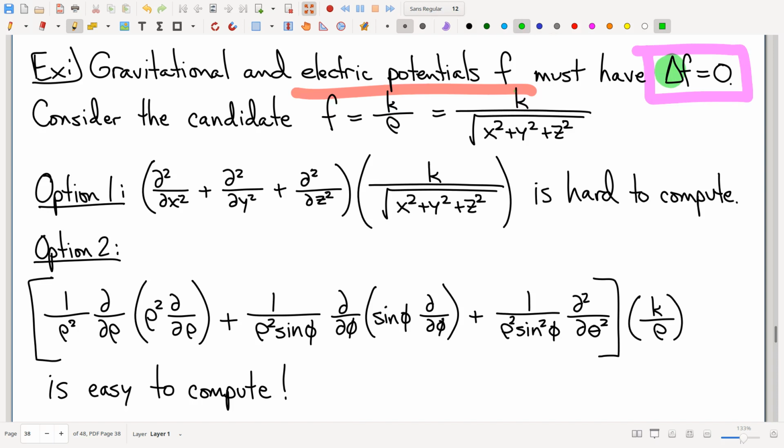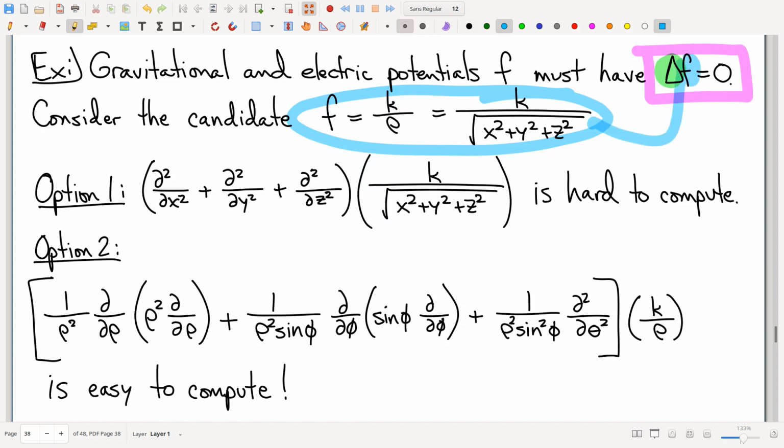You might want to test a candidate solution. I want to test this one. By the way, side note, the reason I want to test this as a possible candidate is because this is the right answer. It's one of the right answers. It's kind of the elemental default, the primary correct answer. So this is something to which I want to apply the Laplacian, and I hope that it will turn out to be 0. Again, it will, but I've got to actually do that.